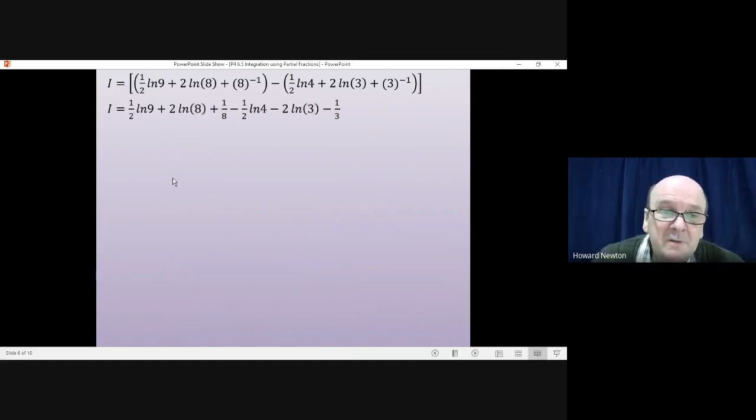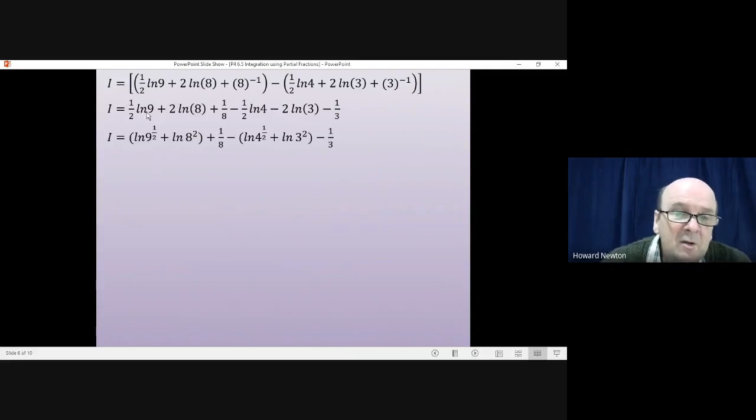So first of all, getting rid of all of the brackets, we've got a half log 9, we've got 2 log 8, 8 to the minus 1 is 1 over 8, we've got minus a half log 4, minus 2 log 3, and 3 to the power of minus 1 is a third. Now the next thing I'll do is combine these 2 terms together and these 2. And log 9, that half on the front, we can use the power rule for logs. So that will be the same as log 9 to the power of a half. And that means the square root of 9, which is 3.